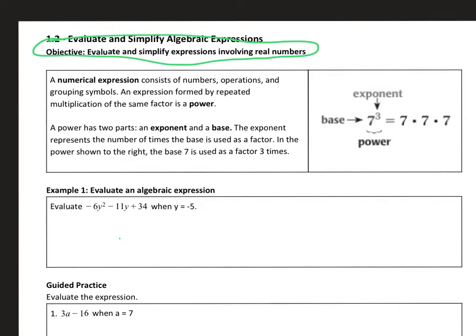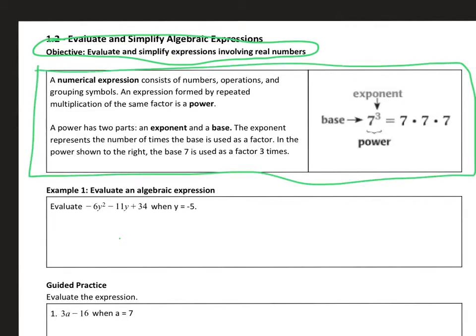So I'd encourage you to pause and read this paragraph and look at the diagram just to get an idea of how to deal with expressions, okay? This also talks about numerical expressions, which are just expressions that involve only numbers and no variables. An expression that's formed by repeated multiplication of the same factor is what we call a power, okay? So anything with exponents are gonna be called powers.